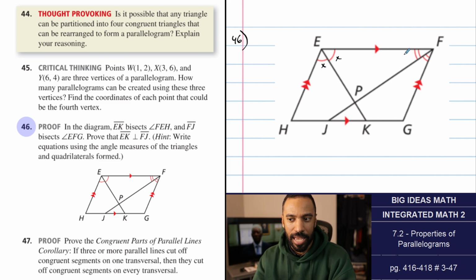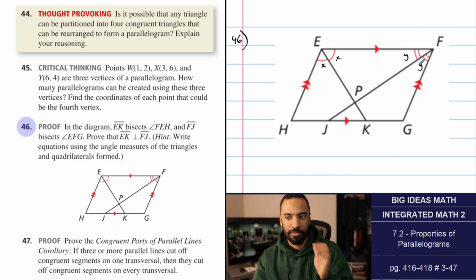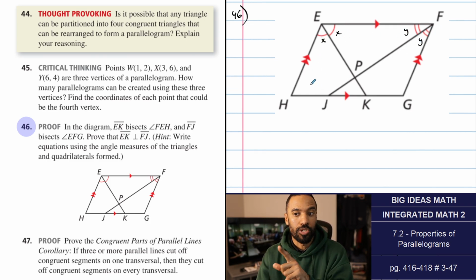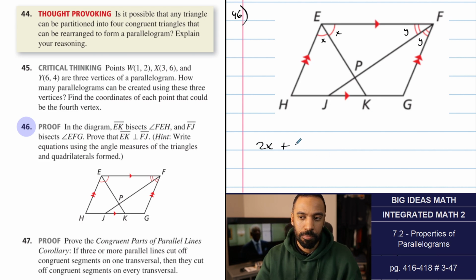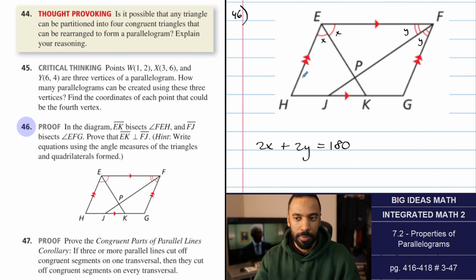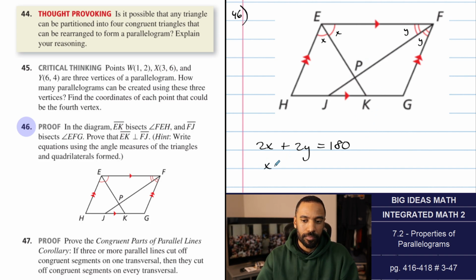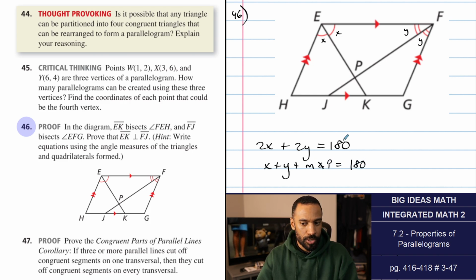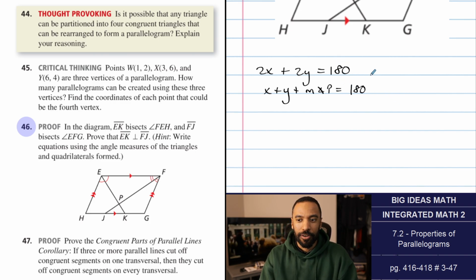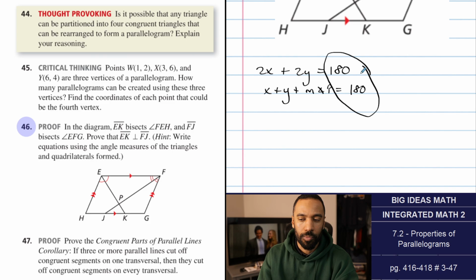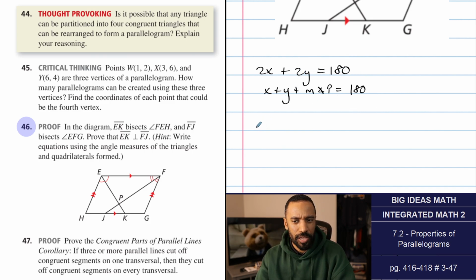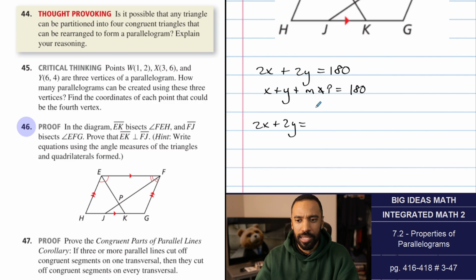I say if this is x, and if this is y, then this is y because of the bisector. That means the whole thing is 2y, and the whole thing is 2x. We do know that 2x plus 2y equals 180 because this is a parallelogram, so consecutive angles are supplementary. We also know that x plus y plus the measure of angle P is 180. Now, we don't yet know that P is 90 degrees. You have to remember that. However, these are both 180, so we can set them equal to each other: 2x plus 2y equals x plus y plus the measure of angle P.